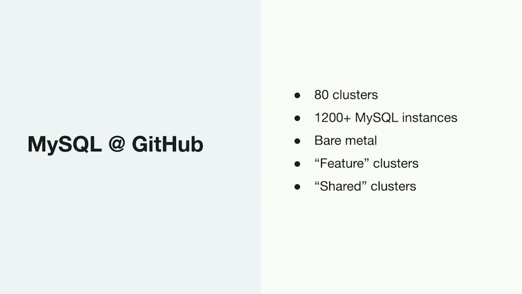So we have a fairly standard MySQL setup at GitHub. So we run around 80 MySQL clusters, all in a primary replica setup. And we try to offload as many requests to replicas as possible and only have the write load go to primaries. In total, we run over 1,200 MySQL instances that run on bare metal hardware. We have another set of 300 non-production instances running on Azure in VMs.